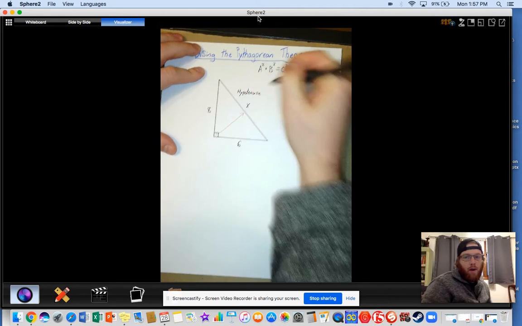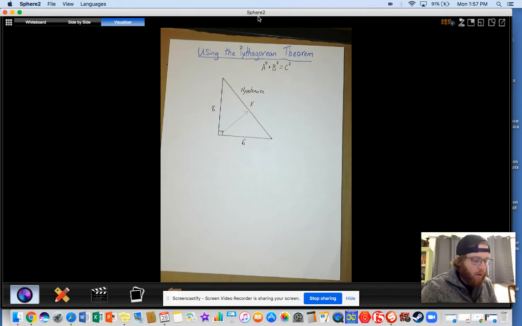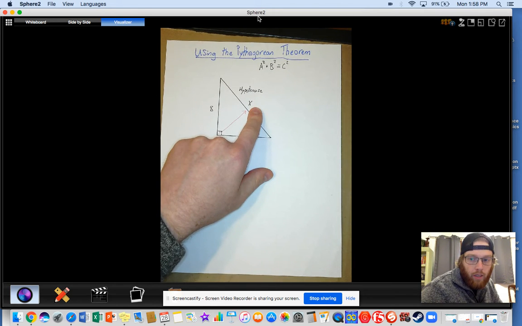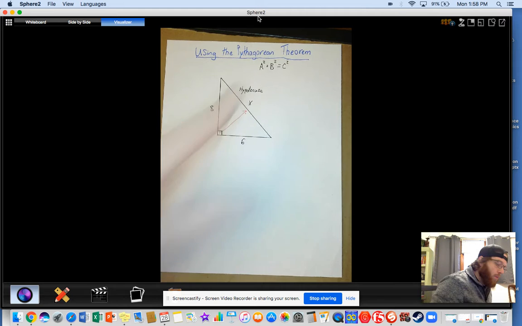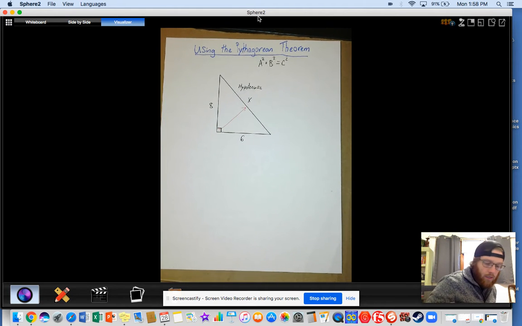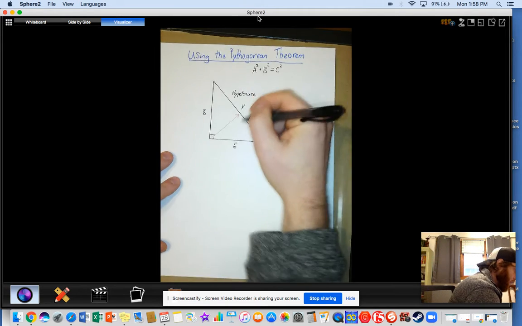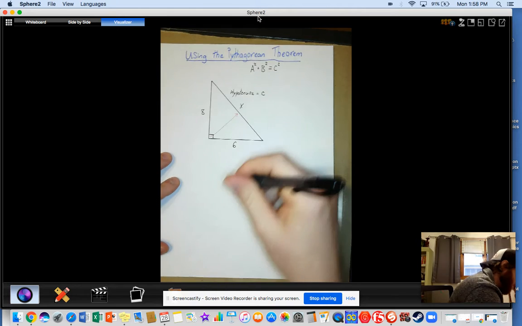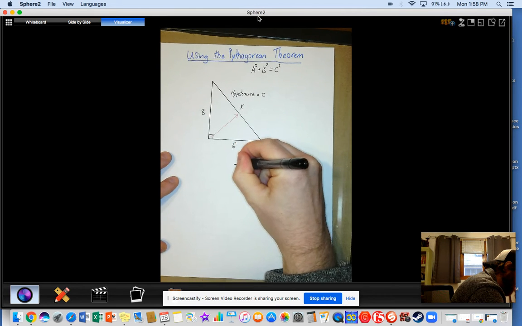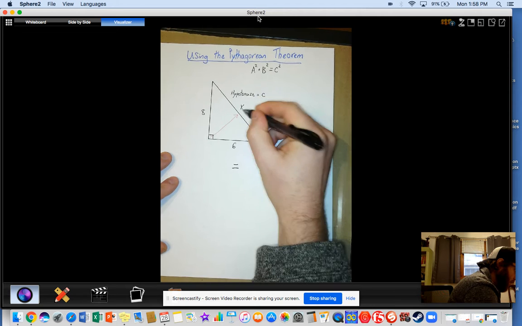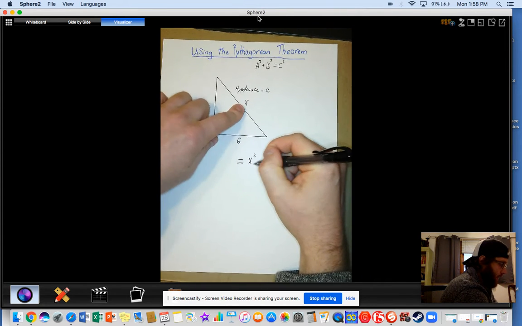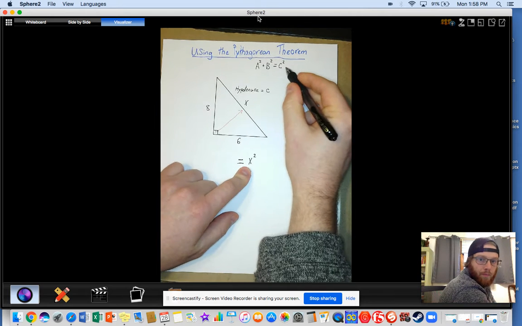Once I know where the hypotenuse is, I can plug in my value for C. In this case, it happens to be a variable, or x. Sometimes it could be a whole number, but in this case it is our variable. So I know the hypotenuse is always C, and in my problem down here, I'm going to plug in my variable of x for C squared.